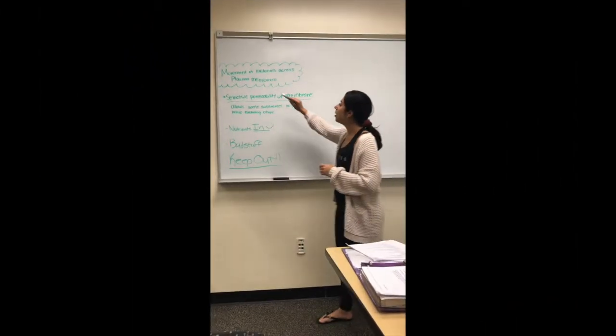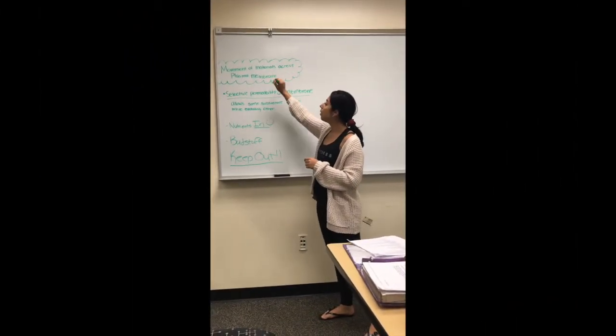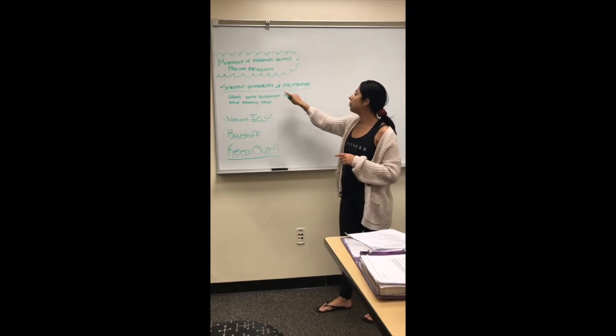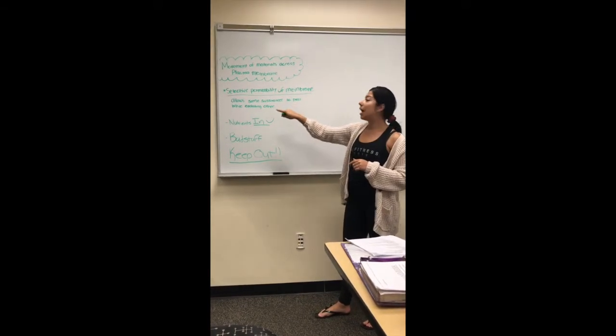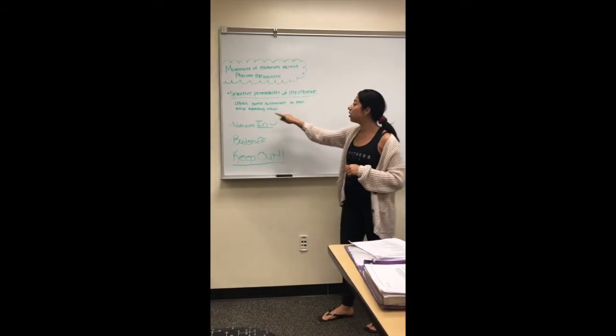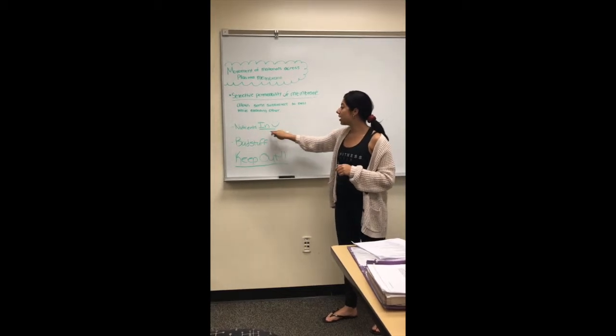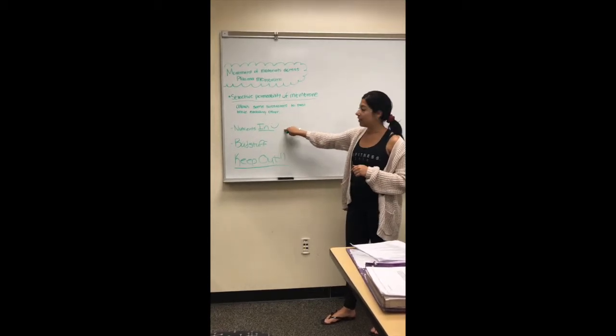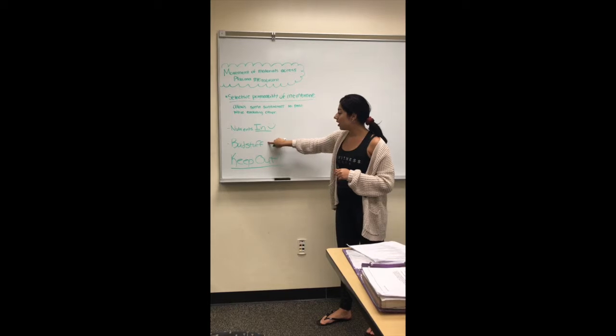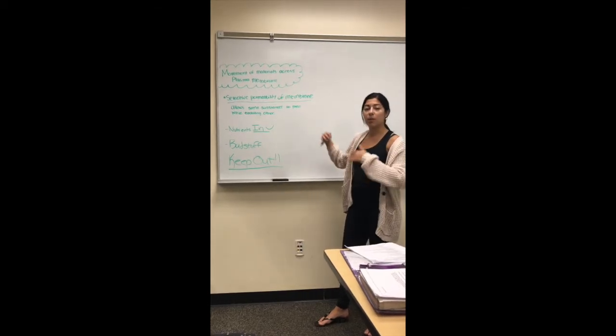So the topic is movement of materials across the plasma membrane. Here we have selective permeability of the membrane. It allows some substances to pass while excluding others. So nutrients come in, which is a good thing. That's why we have the smiley face, because we want that. We keep the bad stuff out, because we don't want that stuff going in.